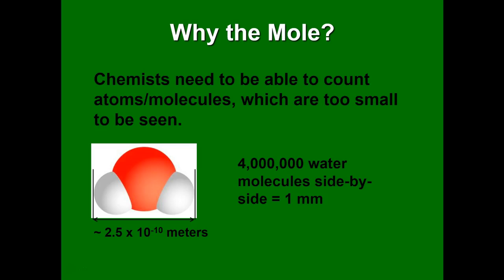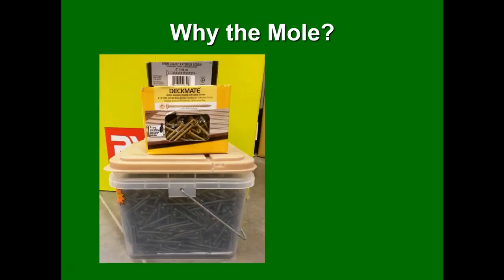And then even if you could count out some quantity of water molecules, say 4 million of them, the mass of that would be so tiny that it would be a pointless thing to try and do some sort of reaction on, because you wouldn't have enough material to care about. So we need a different way of counting things.